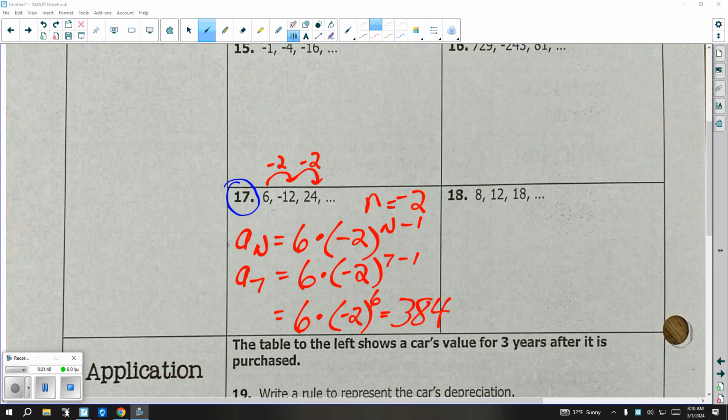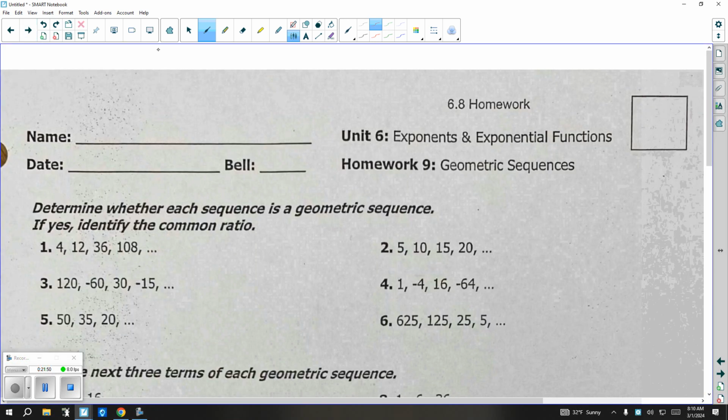Now, Super Sub, could you please hand out the paper that looks like that? At the top, it says 6.8 homework. If you could hand that out. Everybody, all y'all freshmen, if you do not have a calculator, you want to get one right now as she is handing that out. Got it?